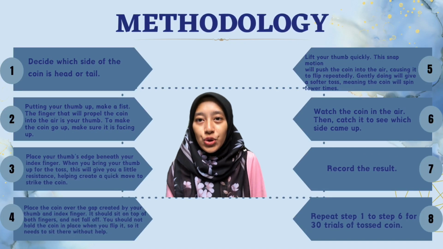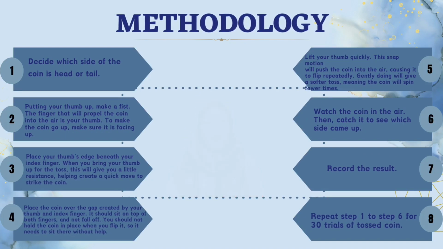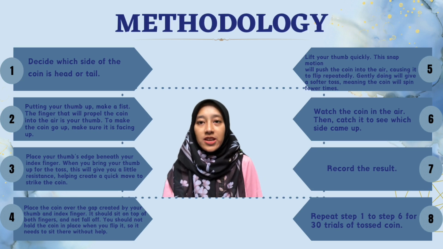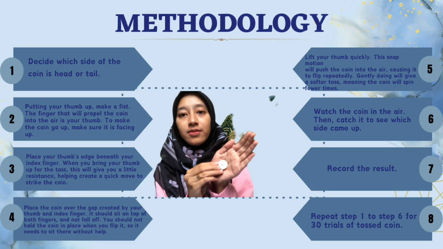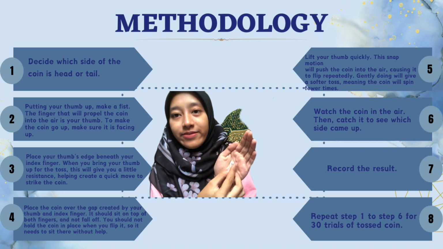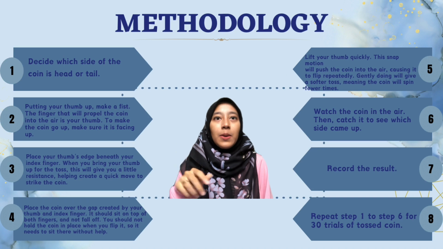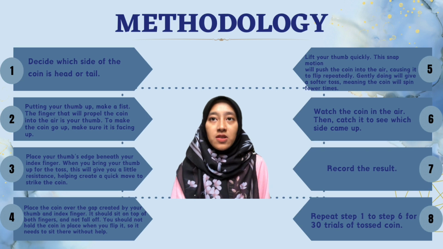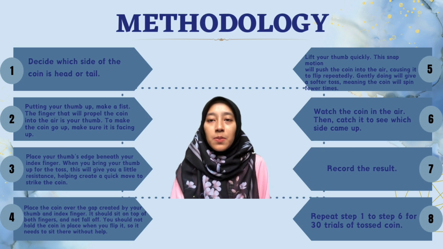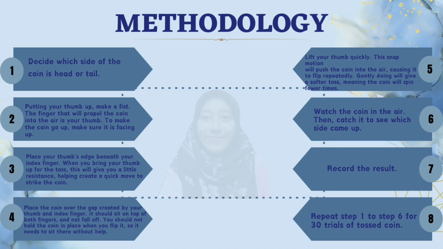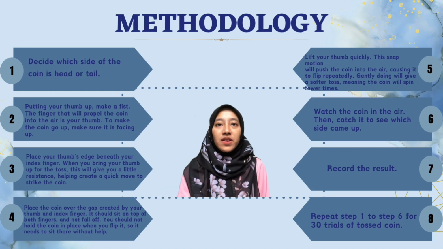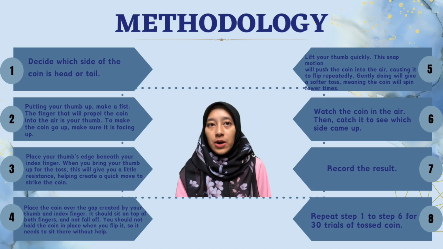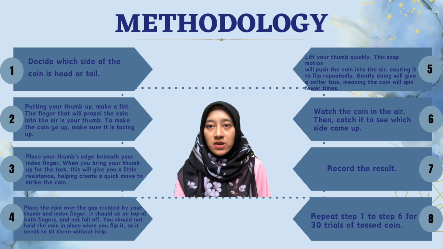Hi, I'm going to explain to you the method for this experiment. First, decide which side of the coin is head or tail. Second, putting your thumb up, make a fist. The finger that will propel the coin into the air is your thumb. To make the coin go up, make sure it is facing up. Third, place your thumbs each beneath your index fingers. When you bring your thumb up for the toss, this will give you a little resistance, helping create a quick move to strike the coin.